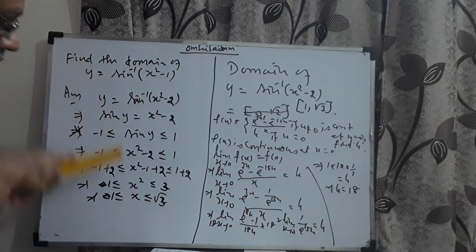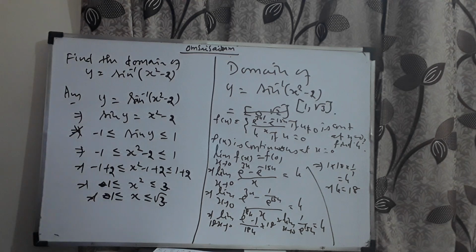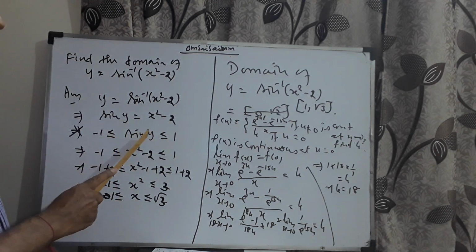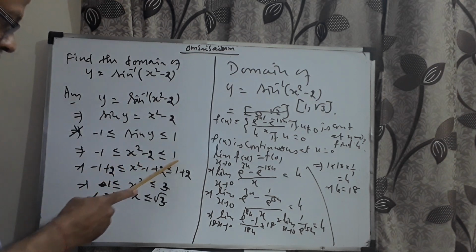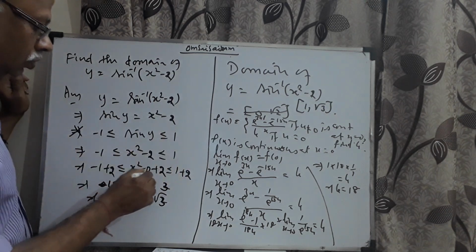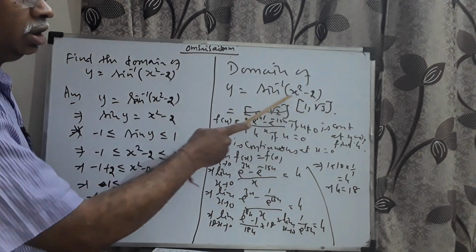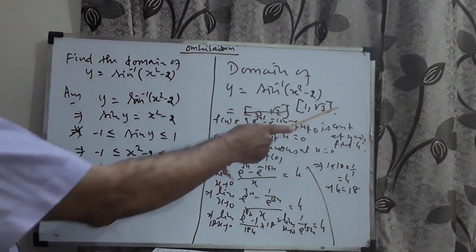Cos inverse also will be carried over in the same manner. I repeat, this is the question given to you. Find the domain of it. Sin y becomes x square minus 2. Minus 1 less than or equal to sin y less than or equal to 1. Minus 1 less than or equal to x square minus 2 less than or equal to 1. Add 2 throughout. Then minus 1 plus 2 is 1, 1 plus 2 is 3. Taking square root, 1 less than or equal to x less than or equal to root 3. Therefore, the domain of this will be 1 comma root 3.